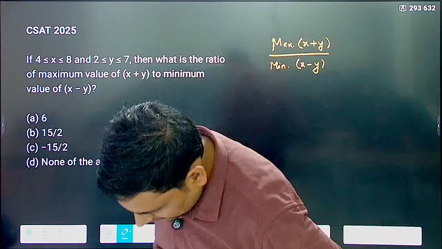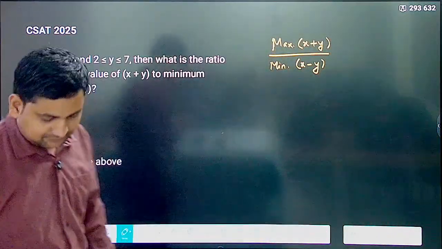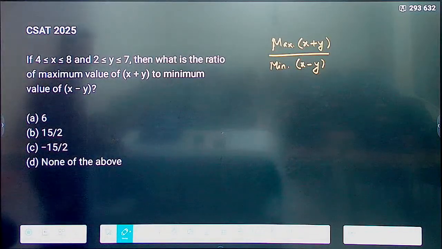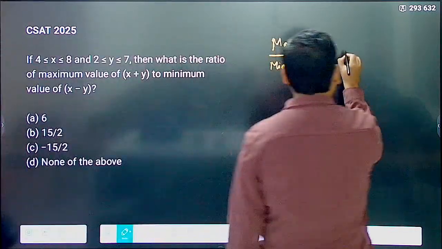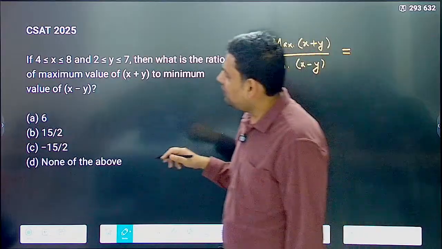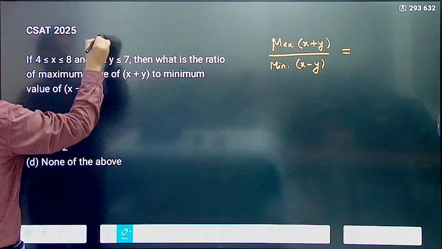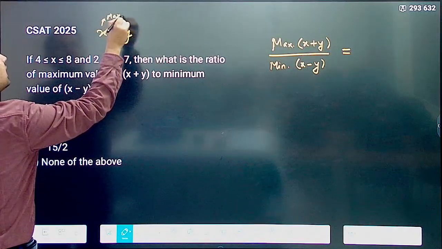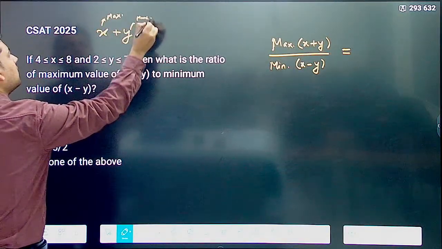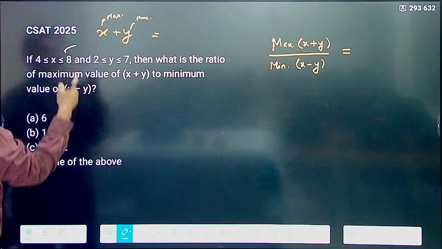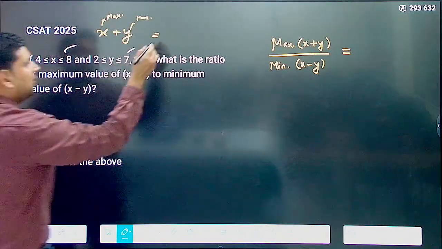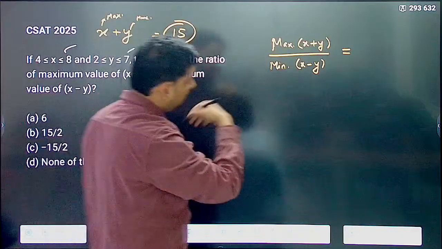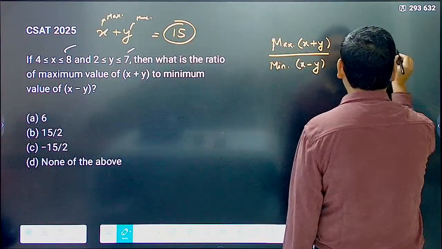Dheeraj is saying D, Shweta is saying B. Okay, let's see. So maximum of x plus y. What is the maximum value of x plus y? Now you are experts. So x plus y, if I have to maximize, I want max of x, I want max of y. What is the value? Max of x is 8, max of y is 7. 8 plus 7 equals 15. So I write here straight away, this is 15 without any doubts.